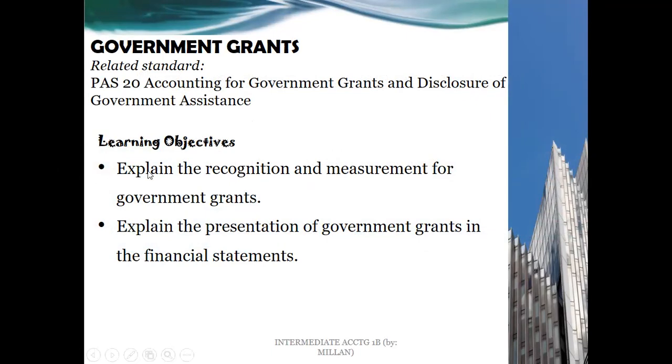For learning objectives or outcomes of this chapter, we should be able to explain the recognition and measurement for government grants. When do we recognize? When do we journalize? What are the requirements for such recognition, recording, or journalizing of government grants? And of course, journalizing is closely related to measurement.